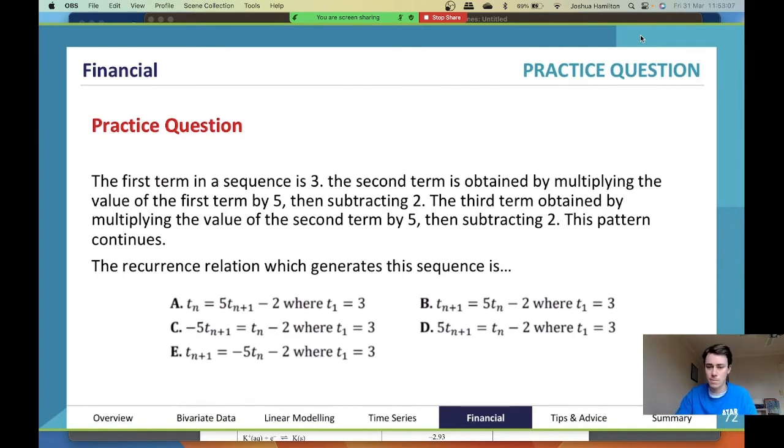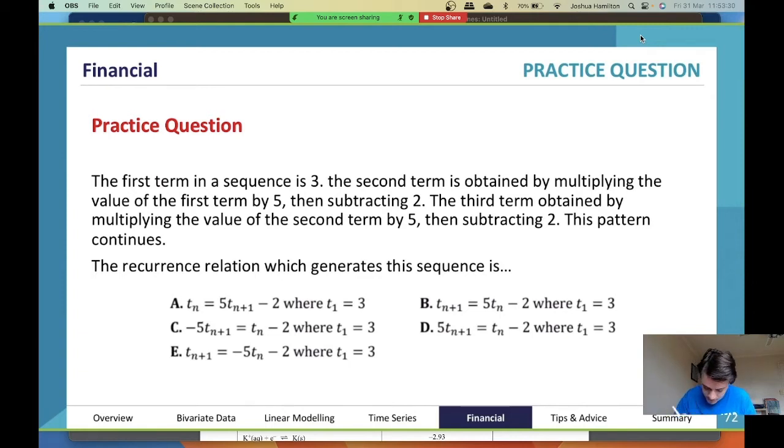So the first term, which is T1, because it hasn't said it's the original term, which is T0, it says the first term is 3. So they have to have T1 equals 3. They've all got T1 equals 3. Cool. Then it says the second term is obtained by multiplying the value of the first term by 5. So we need to multiply the first term by 5.